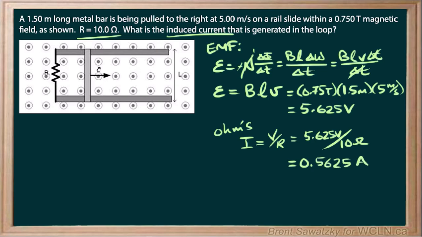0.5625 amps. And at this point, we should look back and, from a sig figs point of view, everything is 3 sig figs. So that means our answer, just due to multiplying and dividing and such, should be 3 sig figs. So 0.563 amps. And that makes a good final answer for us.